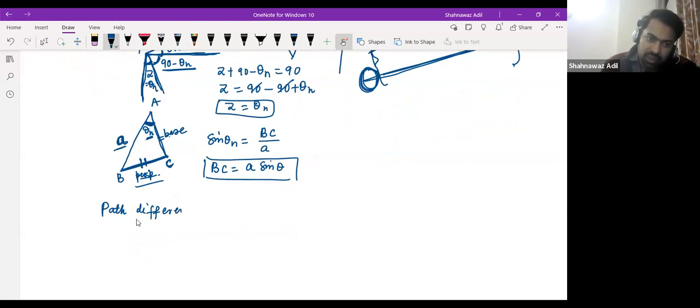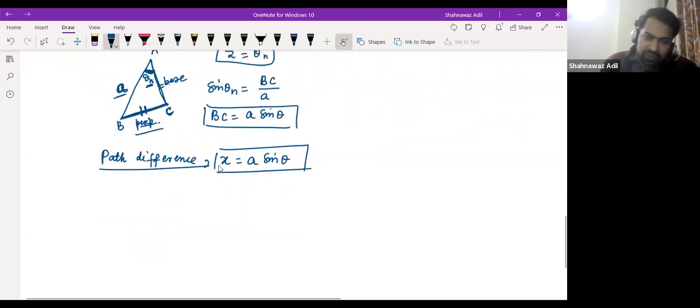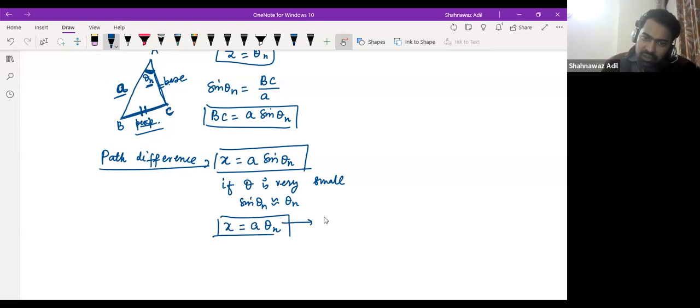Path difference, which is x, is A sine theta n. Okay, so this is one thing. And if theta is very small, then I can write sine theta n as theta n. So this x would be A theta n, right? This is my first case.